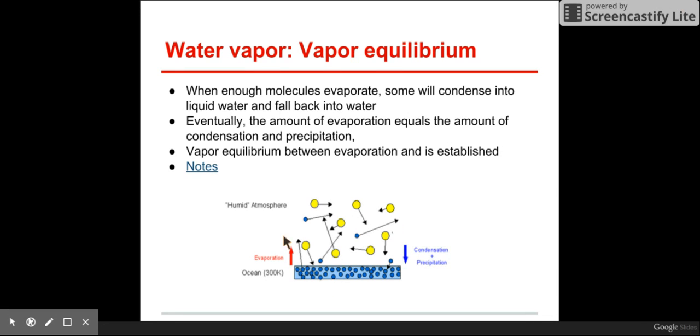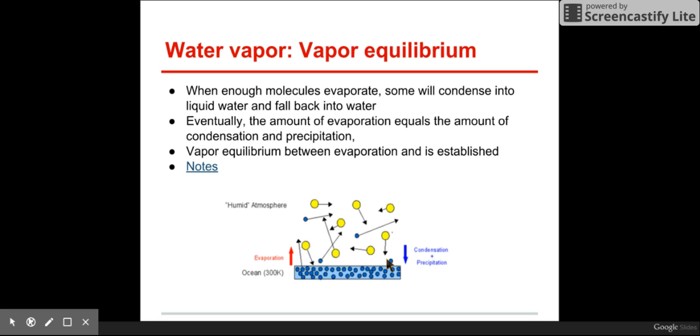Here we have several of these blue spheres representing water molecules zipping around in the atmosphere and mixing in with the dry air molecules, oxygen and nitrogen. And eventually what's going to happen is some of these water molecules are going to lose enough kinetic energy that they begin to stick to the water molecules at the surface here. So in other words, they're going to condense or precipitate in the case of rain. In any case, they're going to go into liquid form back into the ocean here. And eventually what you're going to get is a balance between evaporation and condensation.